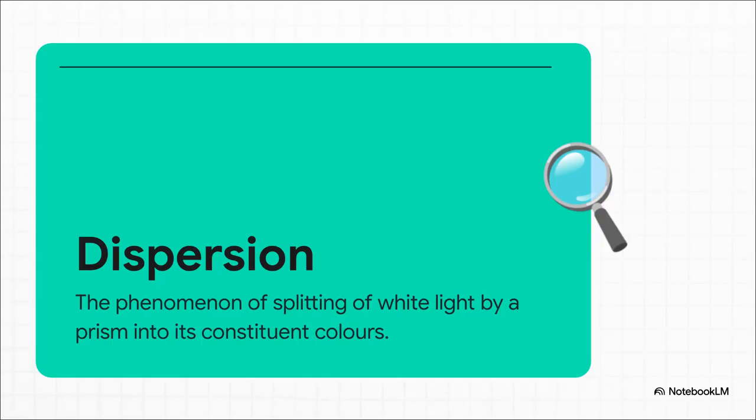And this incredible effect, this beautiful splitting of light, well, it has a name. It's called dispersion. What's happening is that as the white light zips into the prism, all the different colors hiding inside it, they all bend at slightly different angles. And that's what fans them out into that amazing spectrum we can see.